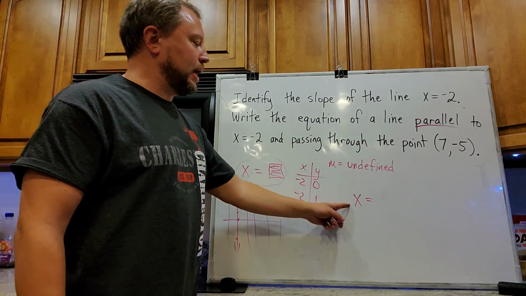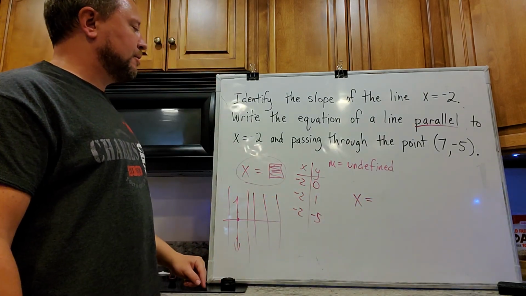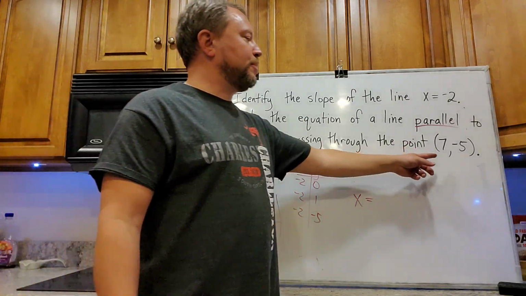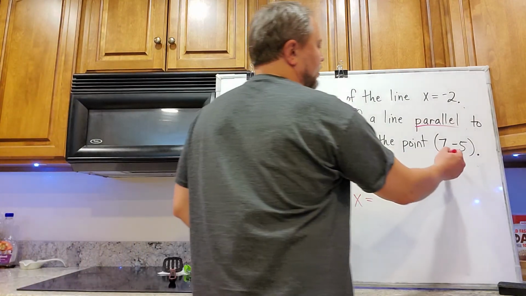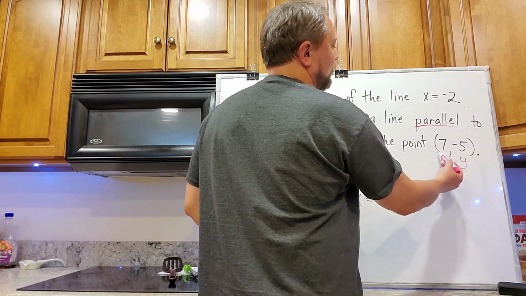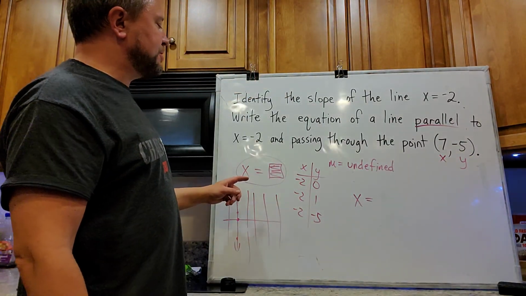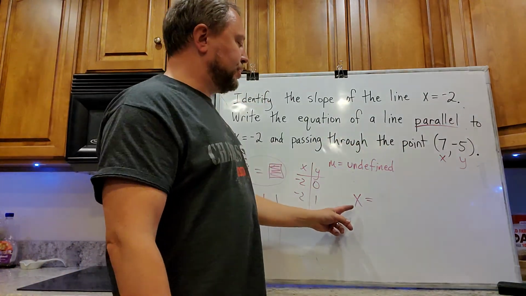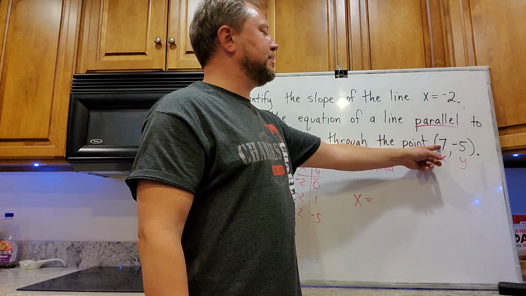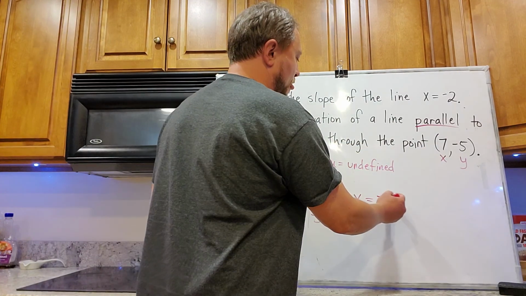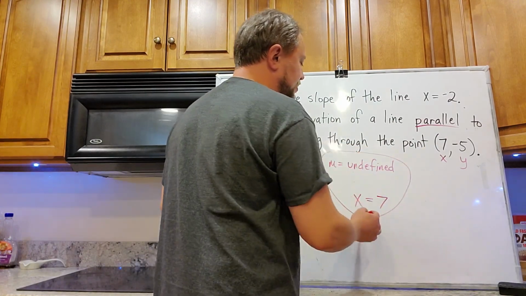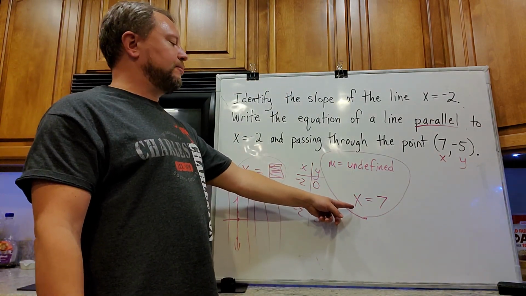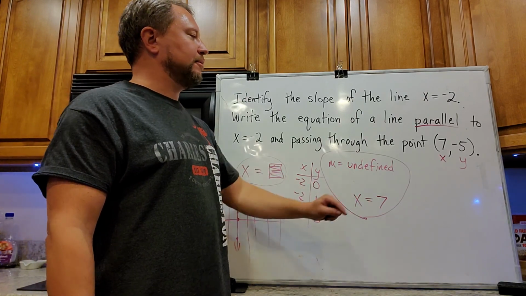So if it's going to be x equals some number, we just have to figure out what number to put. Well, if I want it to pass through this point, do you see on this point, there's my x and there's my y value. So I want it to have the same x value as this one, right? I want it to say x equals, and it has to have a 7 for an x. So there's my answer. It has an undefined slope. The parallel line would have the equation x equals 7.